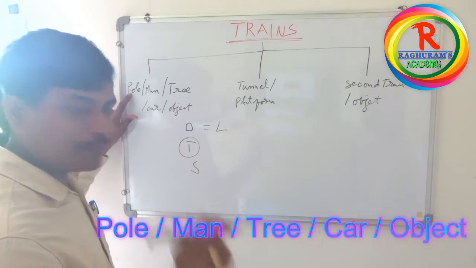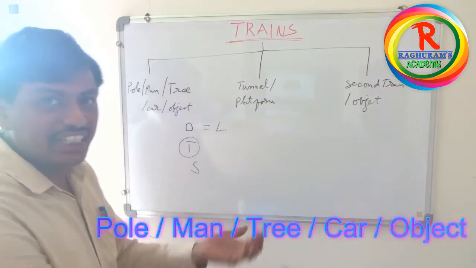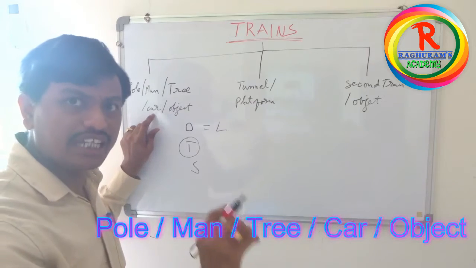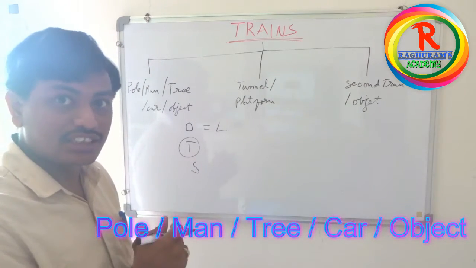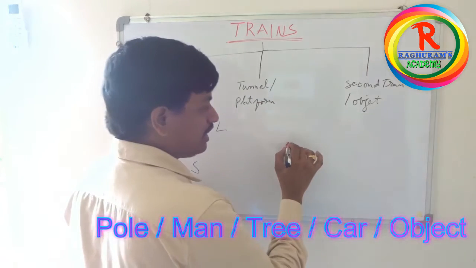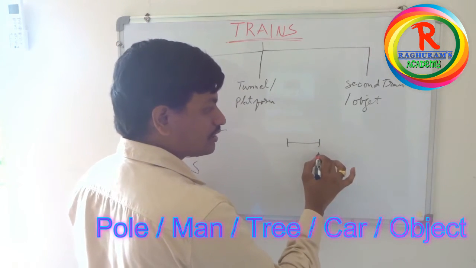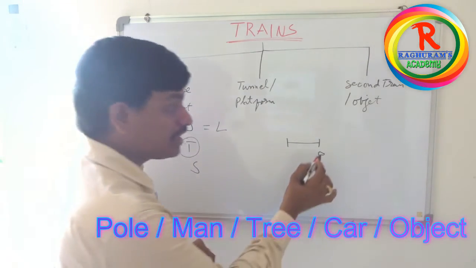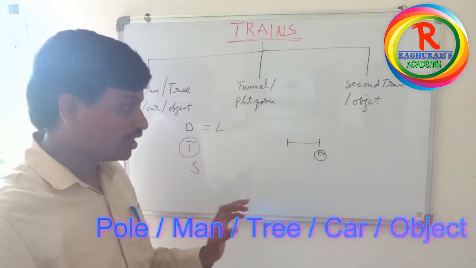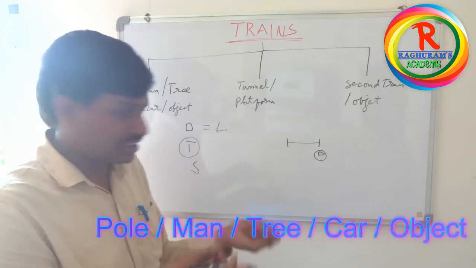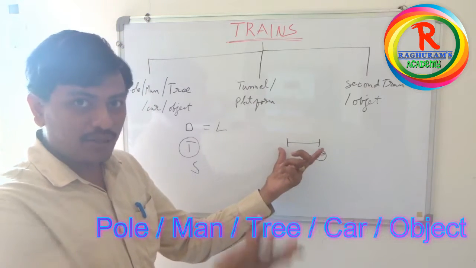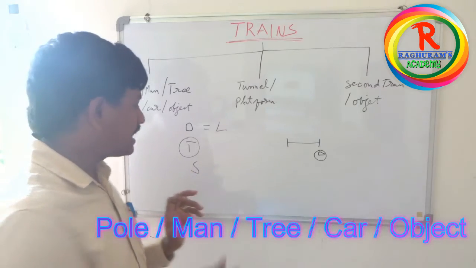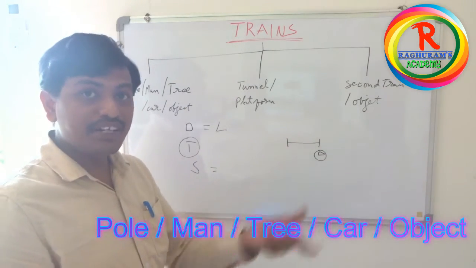Here distance is nothing but the length of the train. The length of the pole, man, tree, car or any object, we treat as 0. Even for the car, we take the length as 0. Suppose a train is crossing a car, we take the car length as 0 only, because it is negligibly small compared to the train length. So we take the train length as the distance, and the speed is the same as the speed of the train.